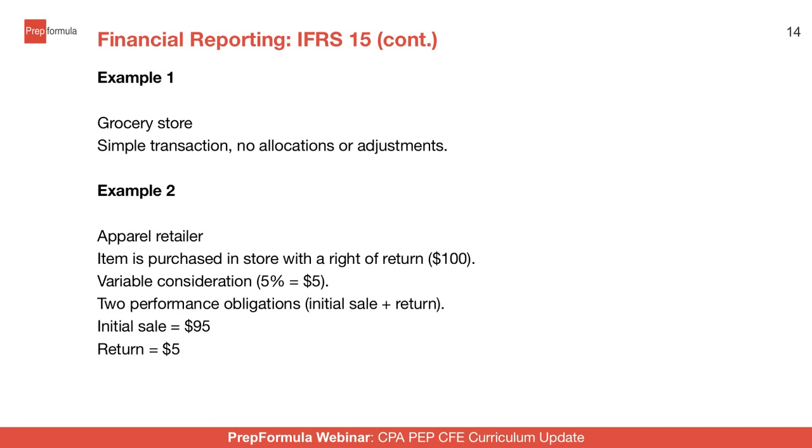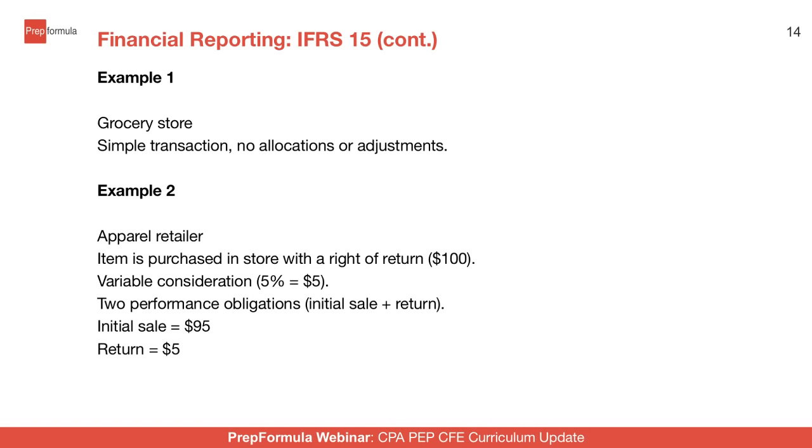So the first example is a grocery store. You walk in, you buy an apple. That's a simple transaction. There's no allocation, there's no adjustment. You pay me 50 cents, you pick up the apple, you walk away. It's not like I give you a warranty that the apple will be good for 4 years. Simple transaction, no allocation, no adjustment. 50 cents is 50 cents. So that's a very simple example.